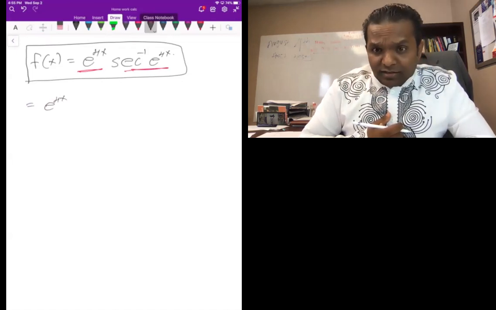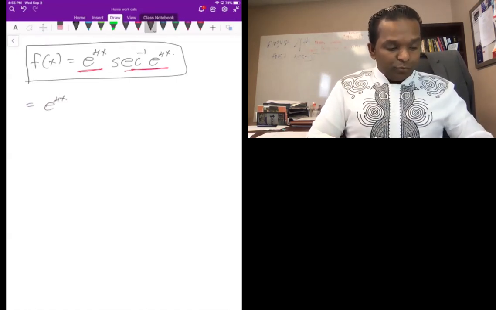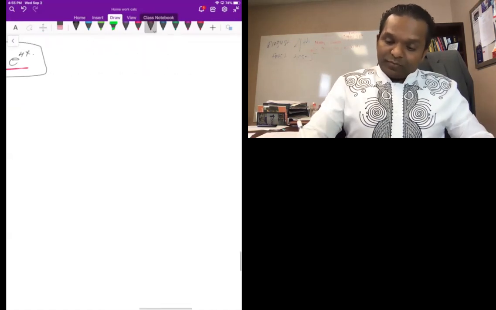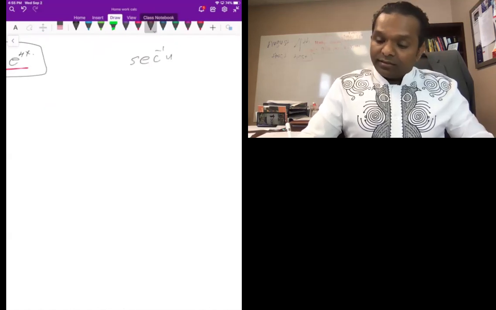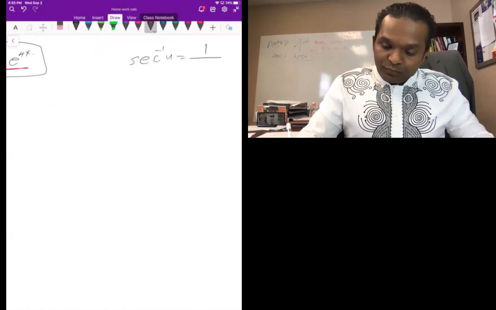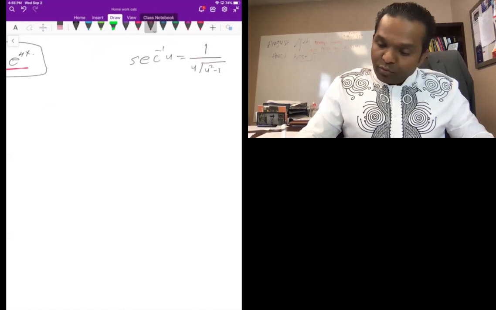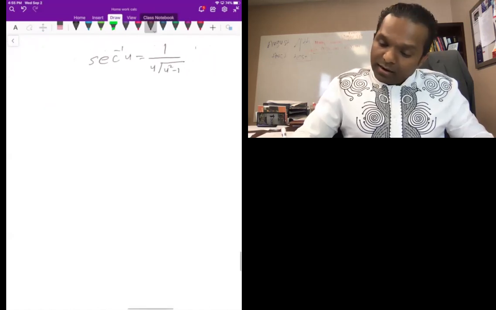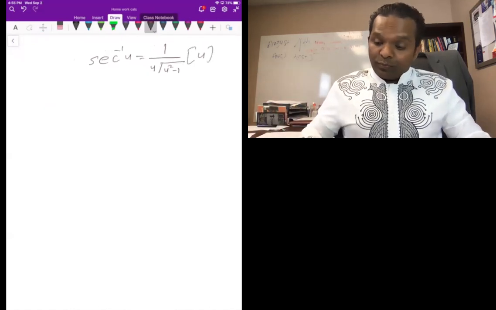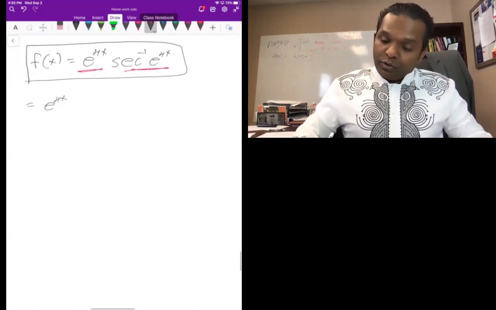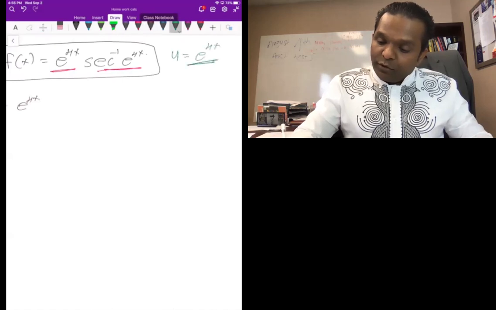That is a trigonometric inverse function. So the formula is this: the derivative of arc secant of u equals 1 over u square root of u squared minus 1, times u prime, where u prime means the derivative of u. In this question, we set u equal to e to the 4x. So this is our u.